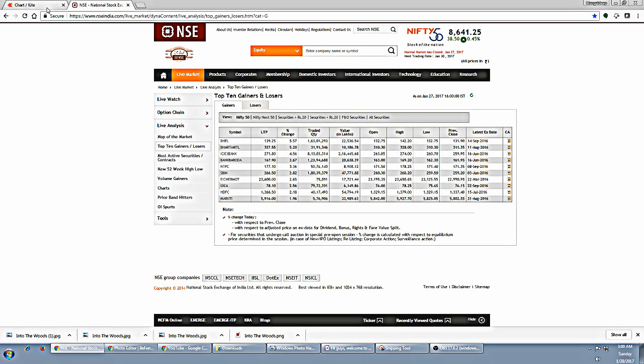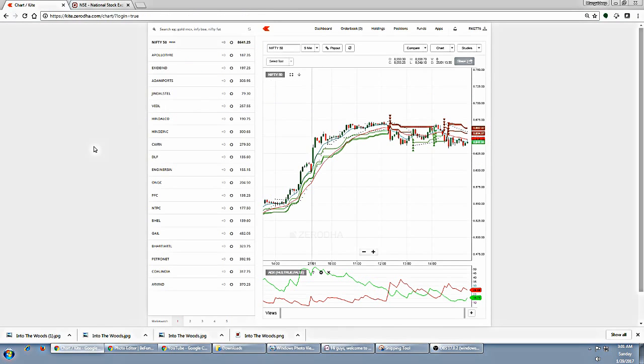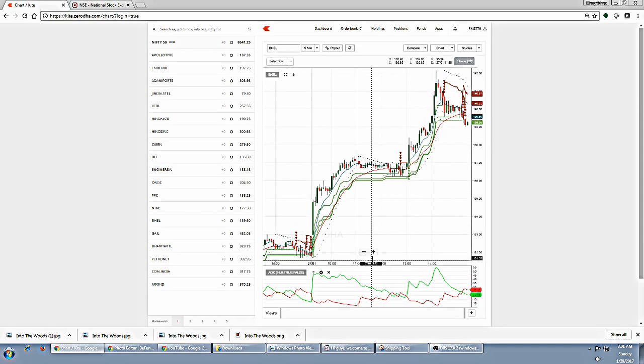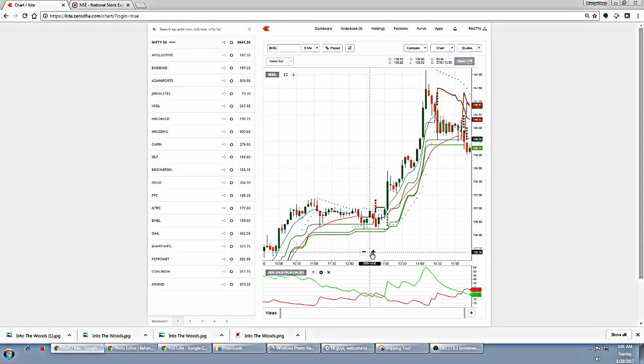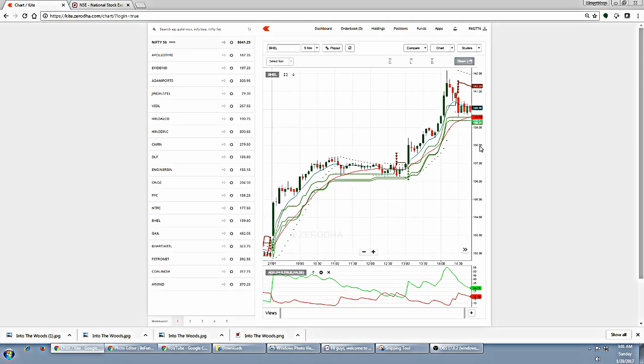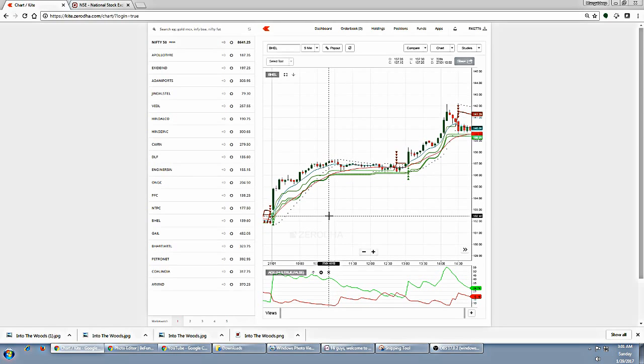Alright, if I go to the charts, BHEL, this is what happened, guys. This stock went from 133 till 142. It's almost like 11 rupees. Now a stock with a price of 130 rupees giving a move of 11 rupees is a big deal. It is a big deal.